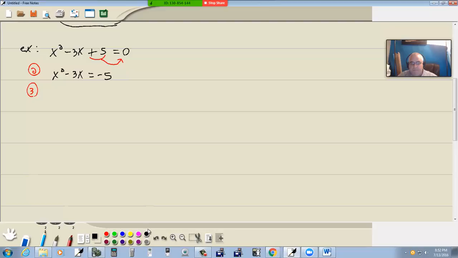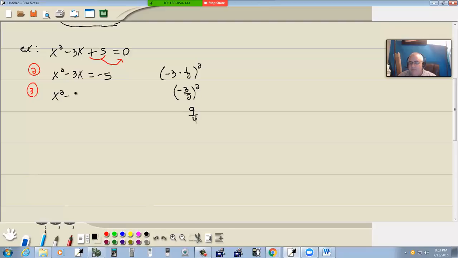Step 3. Take the number before the x, which is negative 3, multiply it times a half and square it. It's always times a half, and it's always squared. Negative 3 times a half is negative 3 halves, and negative 3 halves squared gives us 9 fourths. Whenever you have an odd number before your x, it'll always give you a fraction. That's what makes it the harder type.